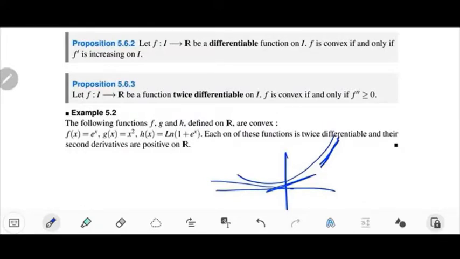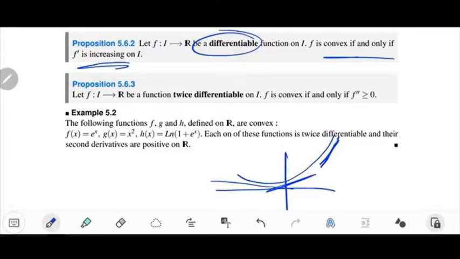Be careful, this is only true if f is differentiable. It means that you can have functions that are convex without being differentiable. So we have functions that are convex and that satisfy the initial definition of convexity without satisfying this theorem if they were not differentiable.